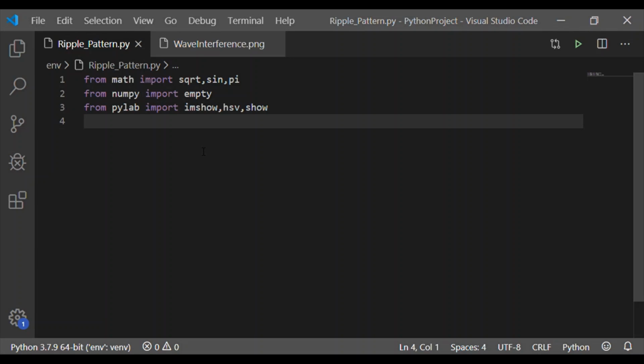Now let us proceed to implement this in Python code. I have math, numpy and pylab packages imported into it.